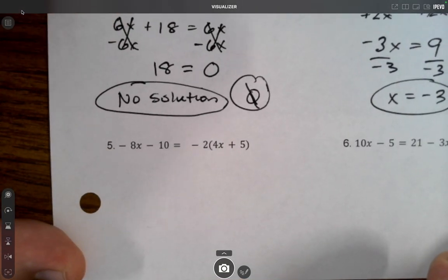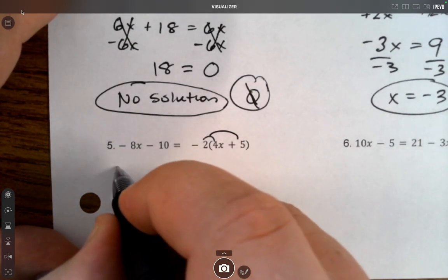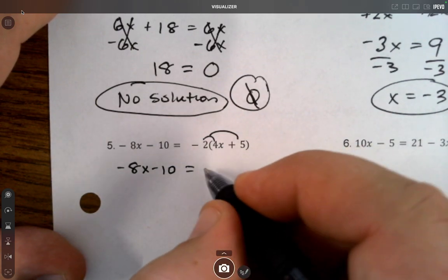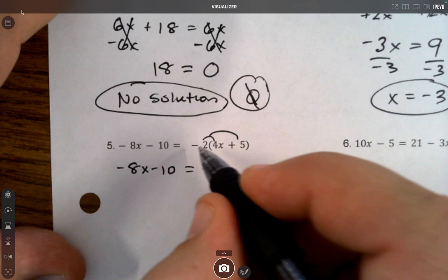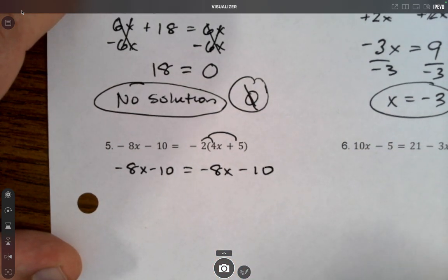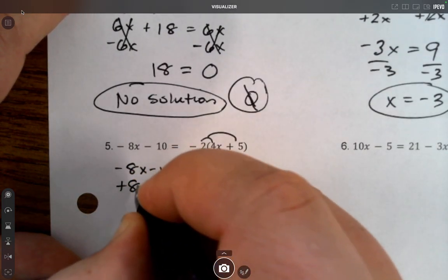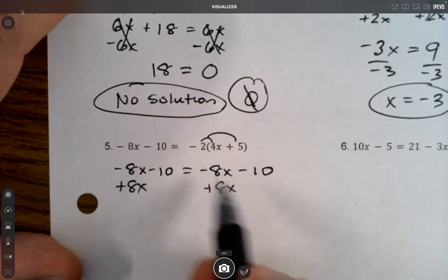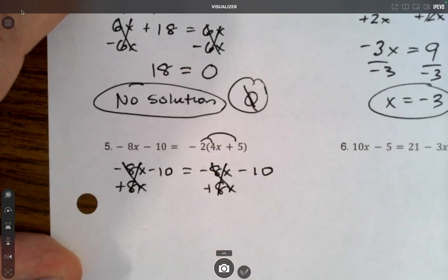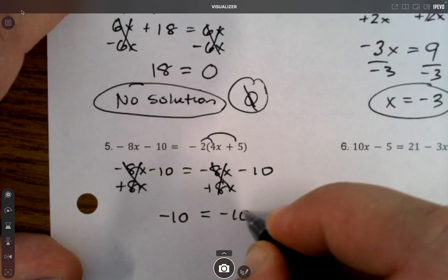Okay, number 5. I'm going to distribute this over on the right side. So just rewrite this part. Negative 2 times 4x is negative 8x. Negative 2 times 5 is negative 10. We need to combine the variables. So let's add 8x to both sides. We're adding because these are a negative 8x. So to undo it or cancel it out, we've got to add 8x. And that actually cancels out the x's on both sides, leaving us with just negative 10 equals negative 10.